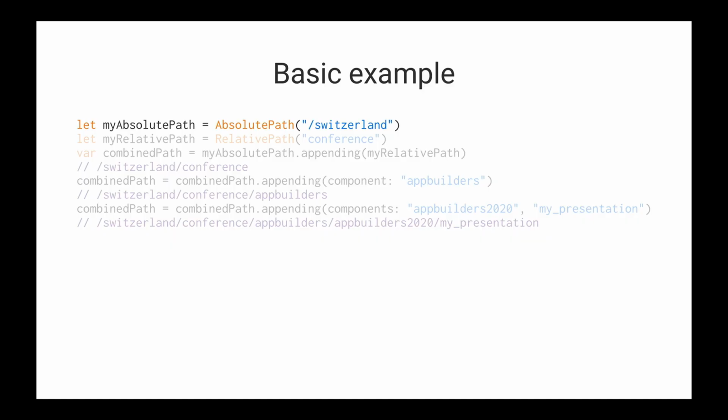And this is an example of how you can leverage the paths that are implemented in Basic. Initializing an absolute path is super easy. You just use the initializer with a string and you add a slash. And a relative path is basically the same, just without the slash. And then you can even combine these paths together via the appending function. You can even combine a path with a string component or multiple components that are input as variadic arguments, so you can even omit the square brackets.